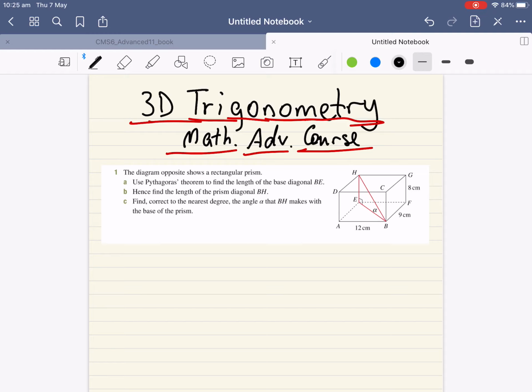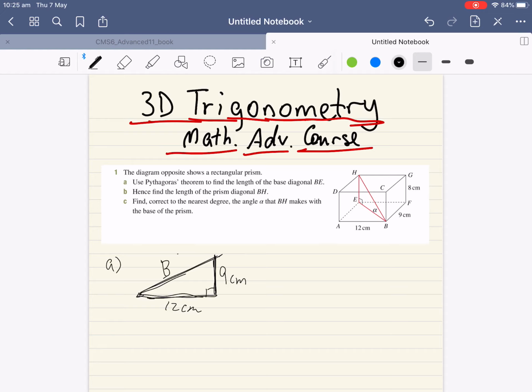All right, so let's look at the first one here. So we've got this rectangular prism. We're asked to use Pythagoras' theorem. That's great because that's like year 8 maths, right? So part A, let's use Pythagoras' theorem to find the length of the base diagonal BE. You can see there's a rectangle on the bottom, 12 centimeters across and 9 centimeters wide. And we want to find that base diagonal. Pythagoras' theorem, nice and easy.